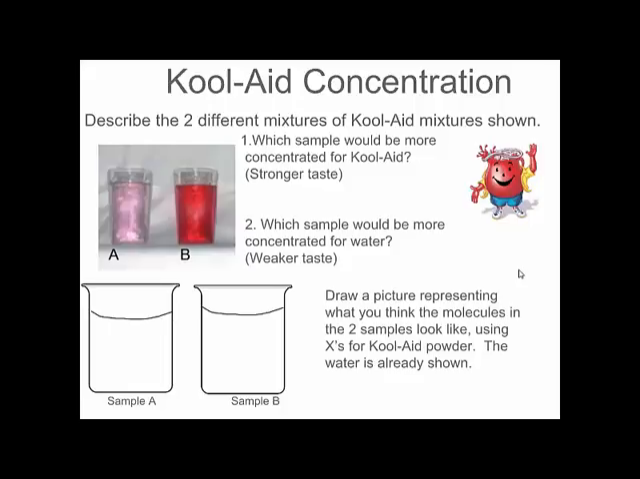Cup A. Even though they're about the same amounts, A would have a higher concentration of water because it has less other stuff dissolved in it, less of the Kool-Aid. And so obviously B would taste stronger because it has a higher concentration of Kool-Aid. B, and A would taste weaker because it has a higher concentration of water. Now if we're to sort of draw what this might look like inside using X's to represent the Kool-Aid powder molecules, B would have a higher concentration of those molecules than A would.